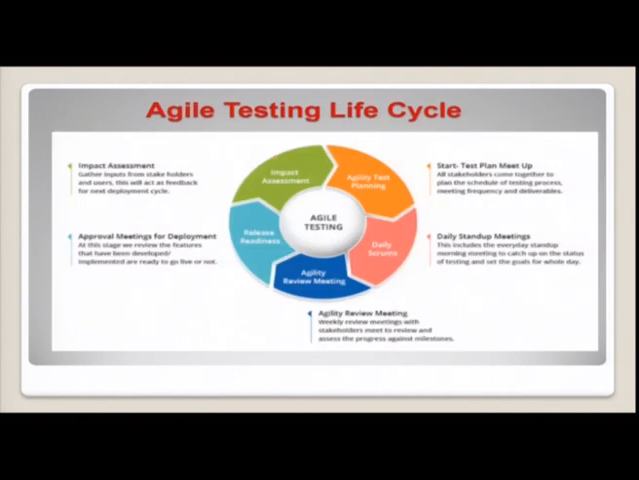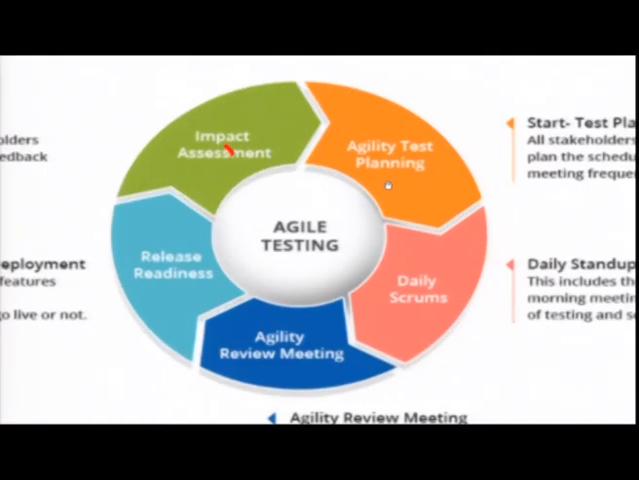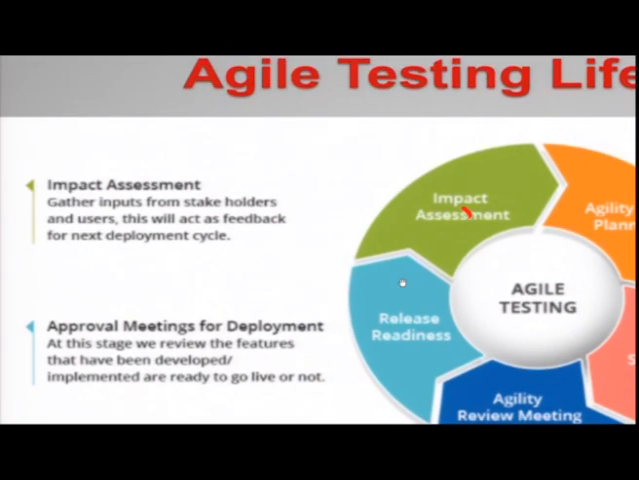Then let us see about the Agile testing life cycle. This Agile testing life cycle in detail totally has 5 different phases. One is called impact assessment, second is agility test planning, third is daily scrums, fourth is agility review meeting, fifth is release readiness. Now, let us see about the impact assessment. Impact assessment is used to gather the inputs from the stakeholders and users. This will act as the feedback for the next development cycle.